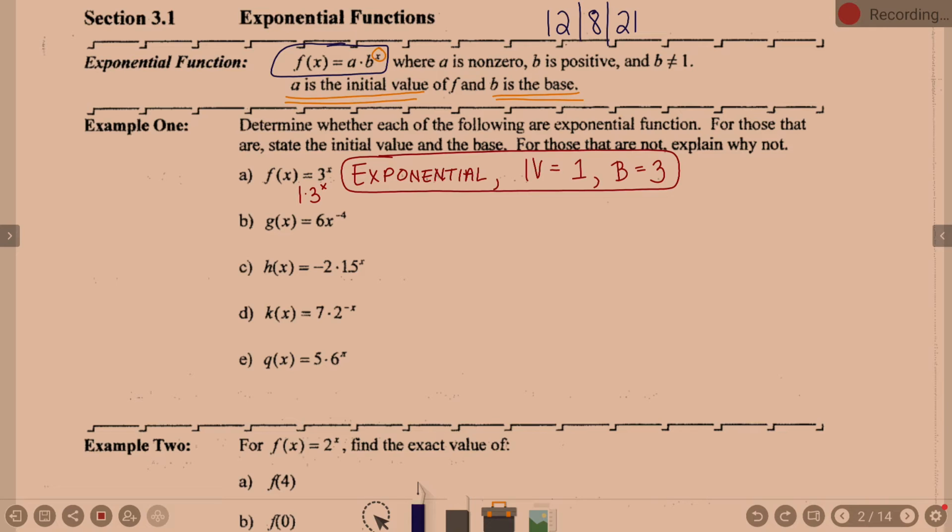Okay, back to B. G of x equals 6x to the negative fourth. Exponential or not? No? Why not? Yeah, x isn't in the exponent. This is just a typical no, it's not even a monomial. It'd be a power function, because in a power function, remember, the power can be anything but 0. So it could be a power function. But it is not exponential.